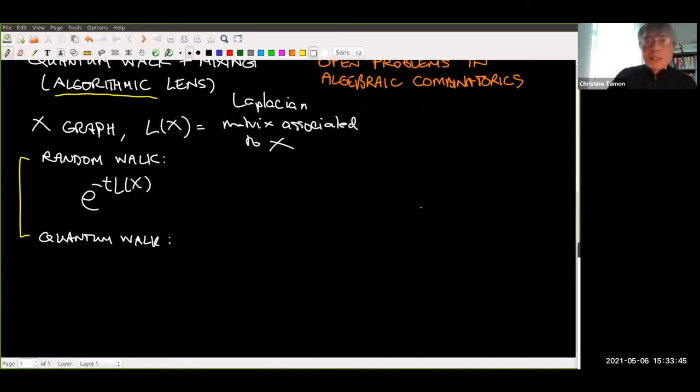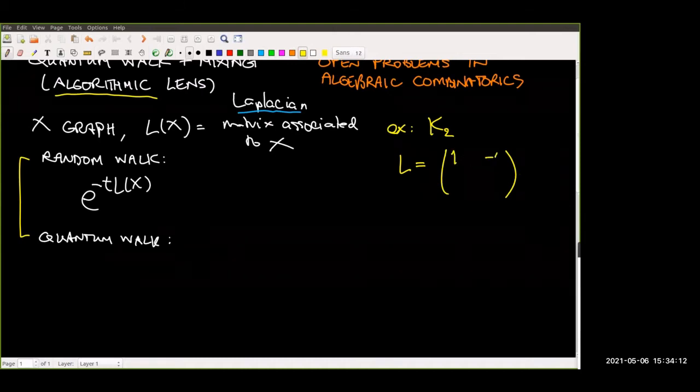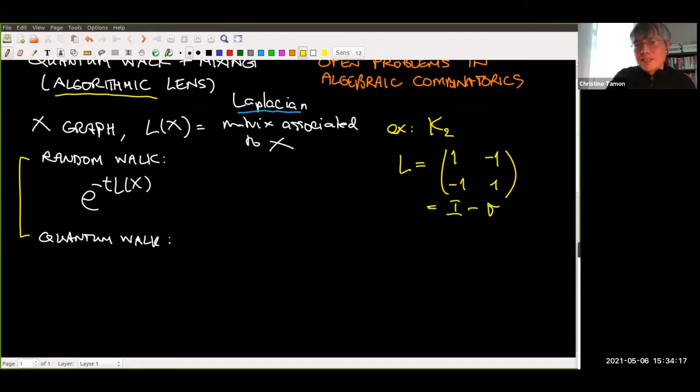Okay, so let's do a running example. Our favorite example is of course K2. Can somebody help me with the Laplacian of K2? It's 1, minus 1, minus 1, 1. Thanks, Crystal. So that's identity minus the adjacency matrix of X. Good. Can somebody help me with the spectral decomposition of this guy?